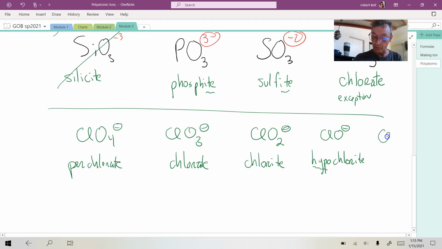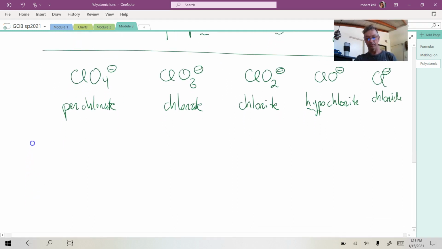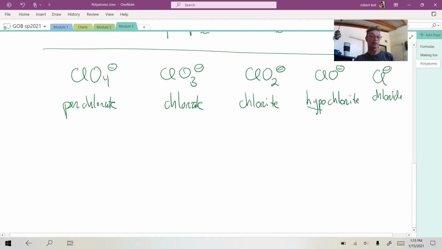And of course, if you take away one last oxygen, you get back to chloride, which is that's where we started. So chlorines have kind of a weird sequence. By the way, you also get a whole bunch more from this if you want to, and I'm sure you do.